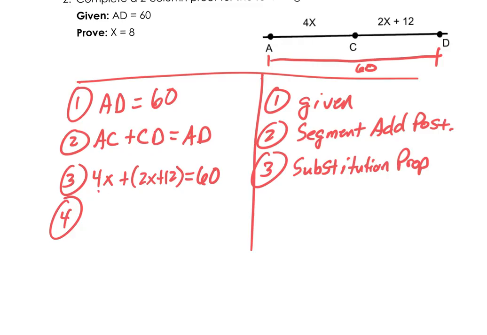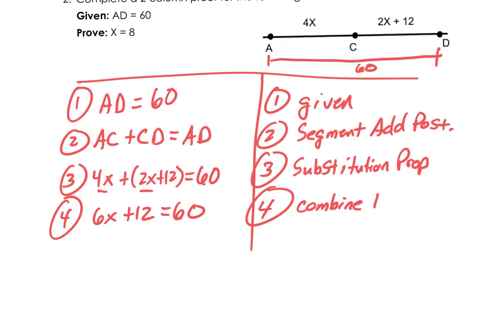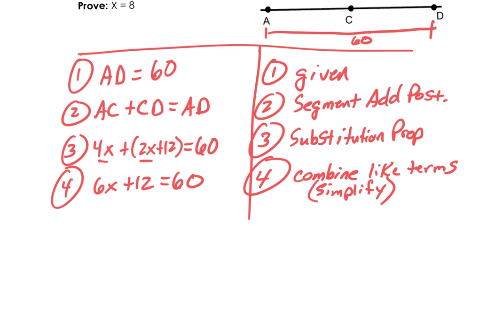Good. 4x and 2x are on the same side as one another. 6x plus 12 equals 60. And here we simply say combine like terms. An easier way of saying that sometimes is you could just say simplify. We're trying to simplify the expression. Combine like terms is what we've heard for years now, going back to Algebra 1. But here we're simplifying or combining like terms. Either one of those would be acceptable here. And then all you're asking yourself is, what am I going to do next to solve for x?